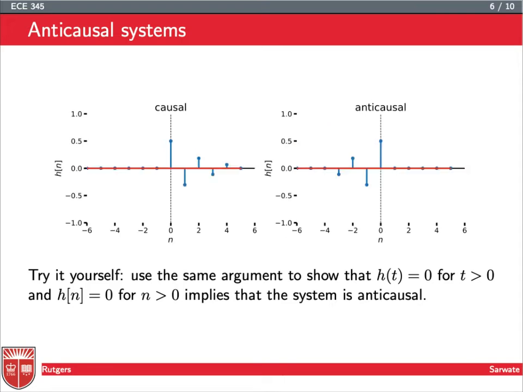And the same thing holds for discrete time. Again, if the impulse response is 0 for n less than 0, then it's causal. And if it's 0 for n greater than 0, then it's anti-causal.